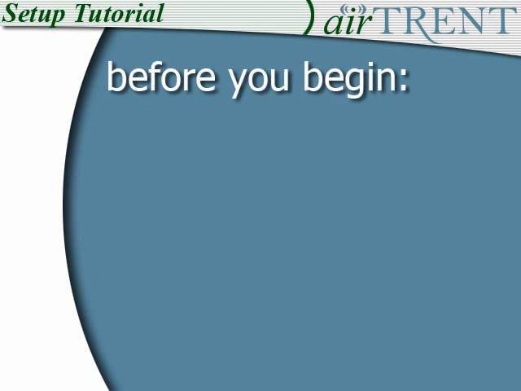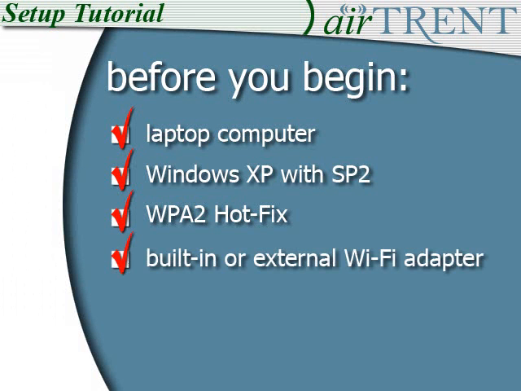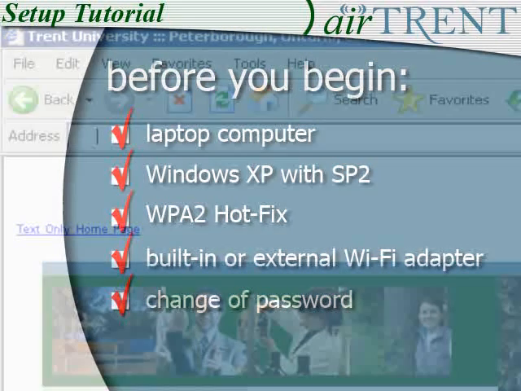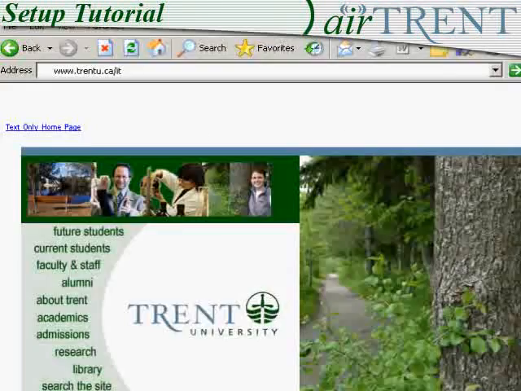First, we'd like to go over the things you need in order to get to this point. First, you're going to need a laptop computer, Windows XP with Service Pack 2 on that laptop computer, and also the WPA2 hotfix for Service Pack 2. You will also need either a built-in or external wireless adapter. You will also need to change your password prior to attempting these steps. For more information, please visit the Trent University IT website at www.trentu.ca/IT.